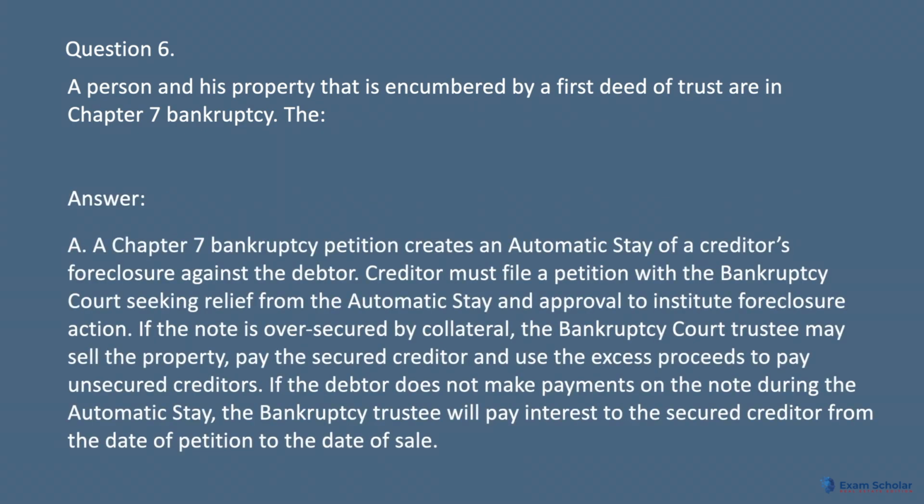A Chapter 7 bankruptcy petition creates an automatic stay of a creditor's foreclosure against the debtor. Creditor must file a petition with the bankruptcy court seeking relief from the automatic stay and approval to institute a foreclosure action. If the note is oversecured by collateral, the bankruptcy court trustee may sell the property, pay the secured creditor and use the excess proceeds to pay unsecured creditors. If the debtor does not make payments on the note during the automatic stay, the bankruptcy trustee will pay interest to the secured creditor from the date of petition to the date of sale.